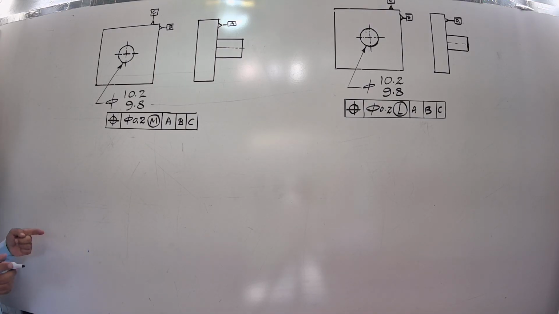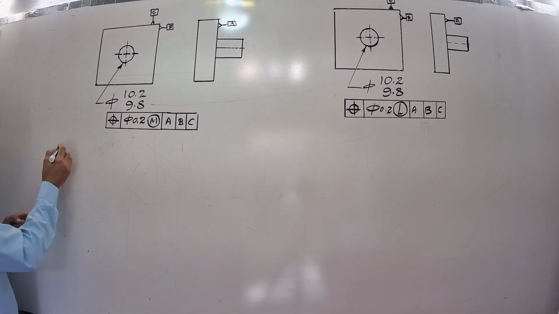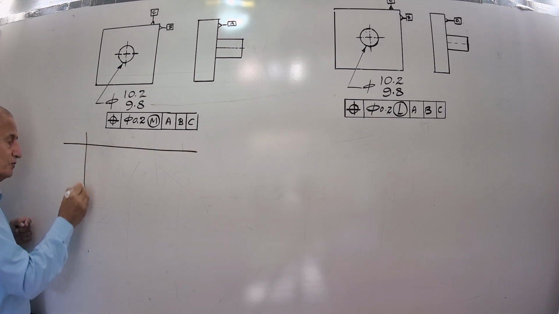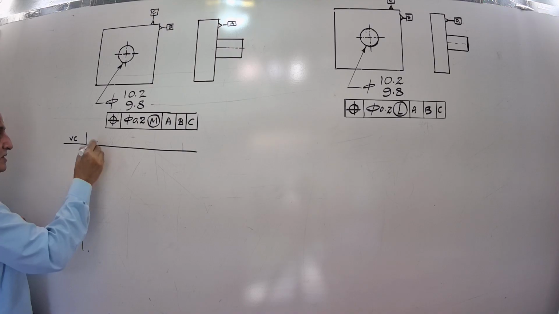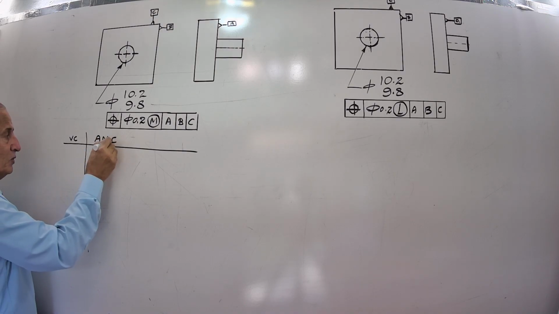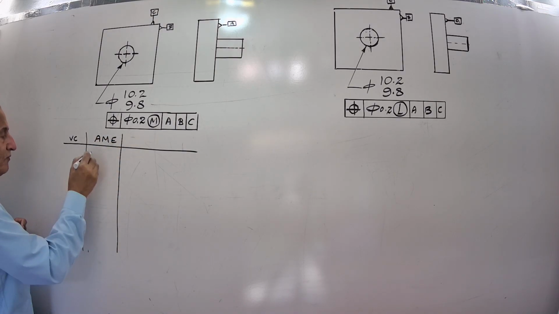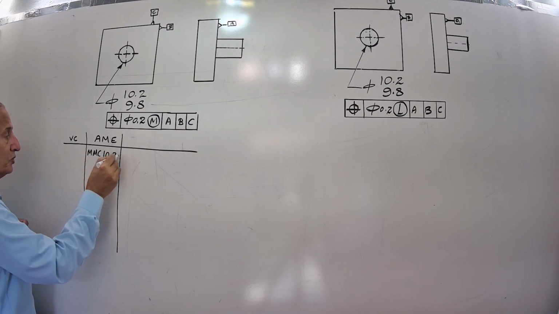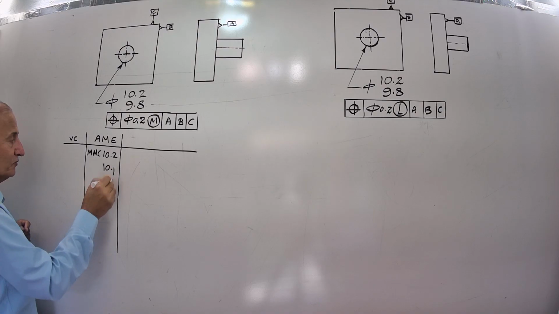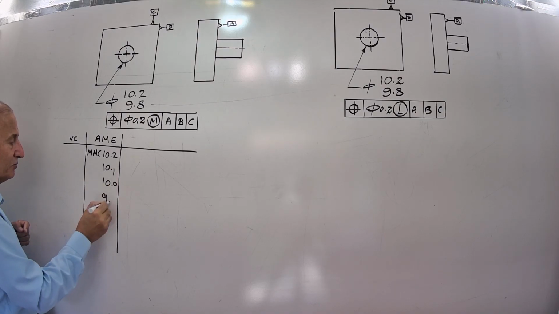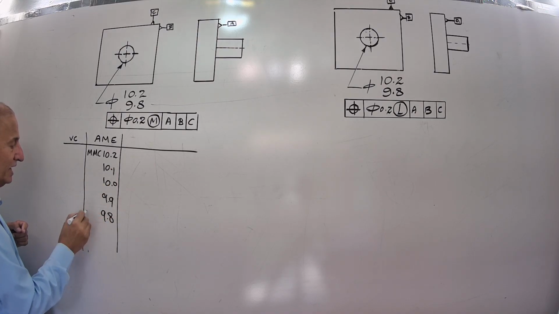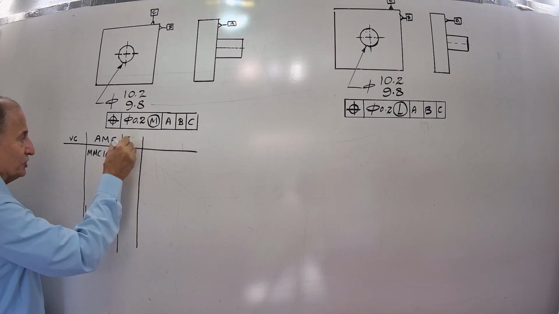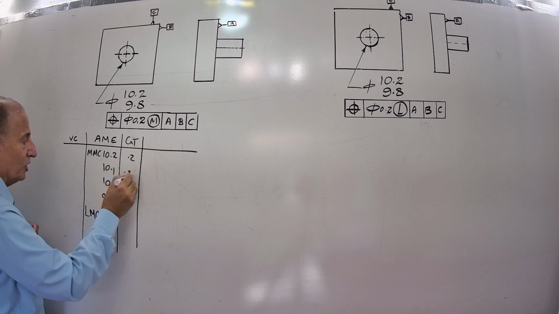The first table here, I draw it. We start with virtual condition size, actual mating envelope, from MMC size, which is 10.2, other sizes 10.1, 10, 9.9, 9.8 as LMC size. Then we have a geometric tolerance 0.2 for all.